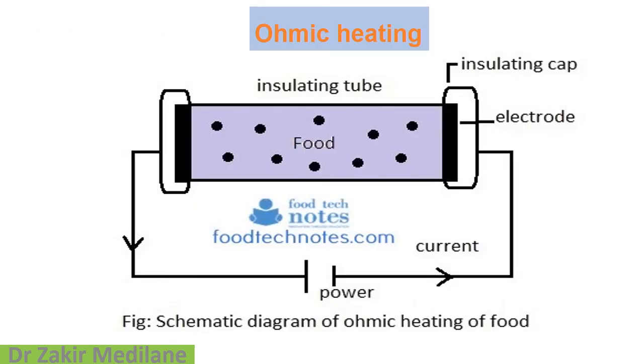Next one, ohmic heating. This is the diagram image we can see here. In this diagram there is an insulating tube, the food material, or in general the required material to go for aseptic sterilization. The insulating cap is there, the electrode is there. With the help of heat responses, we provide the sterilization process. That is, current flows from the external source. This is the schematic diagram of ohmic heating of the food. Generally we are discussing sterilization, and we have taken the example of food.